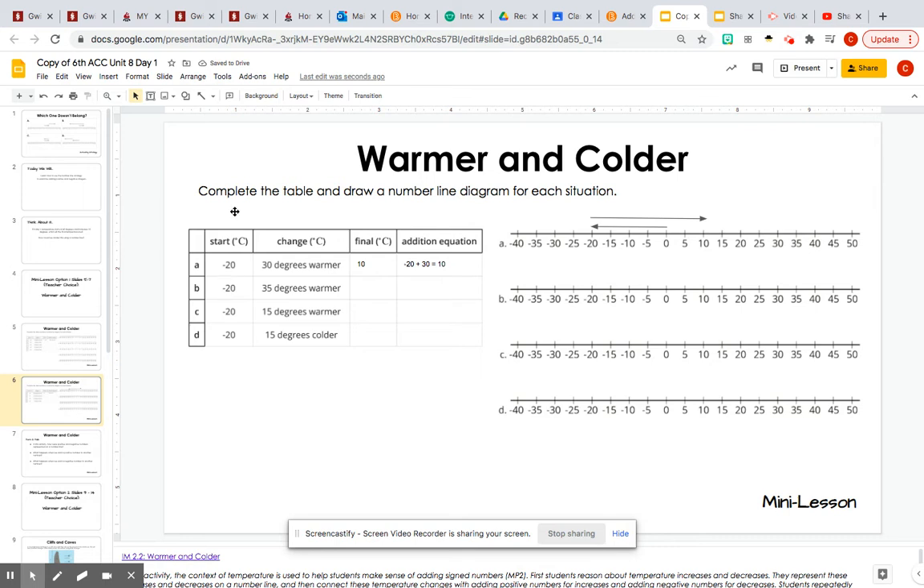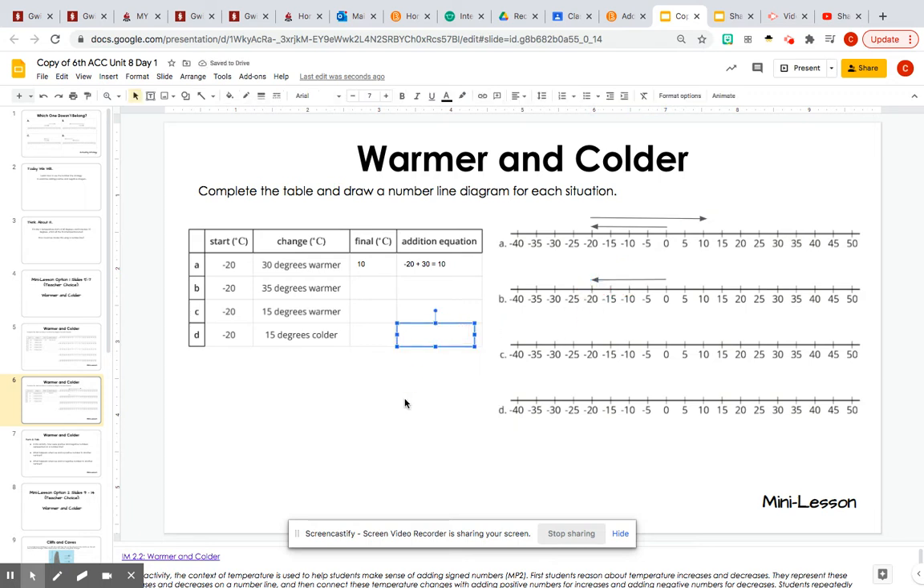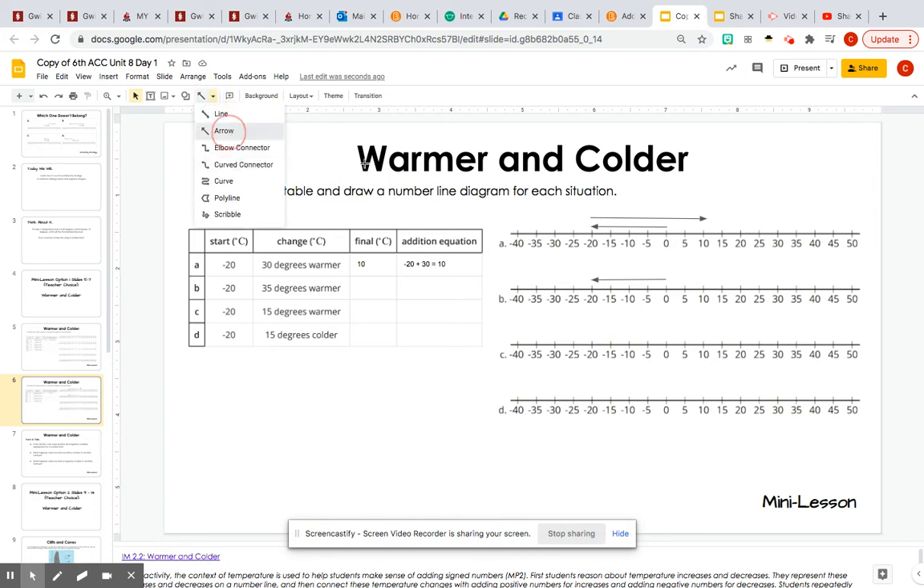This one says we start at negative 20. So I'm going to get my arrow and show that instead of starting at 0, we are starting at negative 20, like we were last time. But this time it says we're 35 degrees warmer. You might be able to think in your head, well, if 30 degrees warmer was 10, 35 degrees warmer would just be 5 more than that, right? So if I was at 10, then now I would be at 15 degrees.